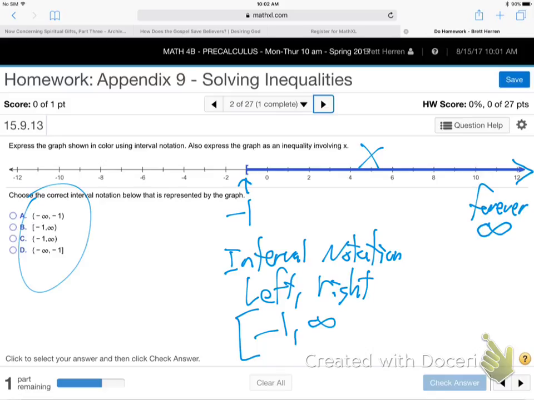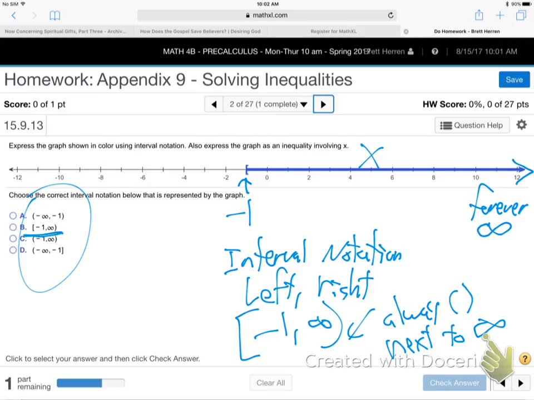So what do you think you put? What would make sense? Would it make sense to put a bracket next to infinity? What does bracket mean? Straight on. Can you get straight on infinity? No. You might go to the doctor's office and say, I waited forever. Well, you didn't really wait forever. You just got close to forever. So it's a parenthesis. We always put parentheses next to infinity. You never put a bracket next to infinity because you can never be right on infinity. Always a parenthesis. So we would just choose the option there. Which one is that? It's B, isn't it? Looks like B. Yeah, B it is.